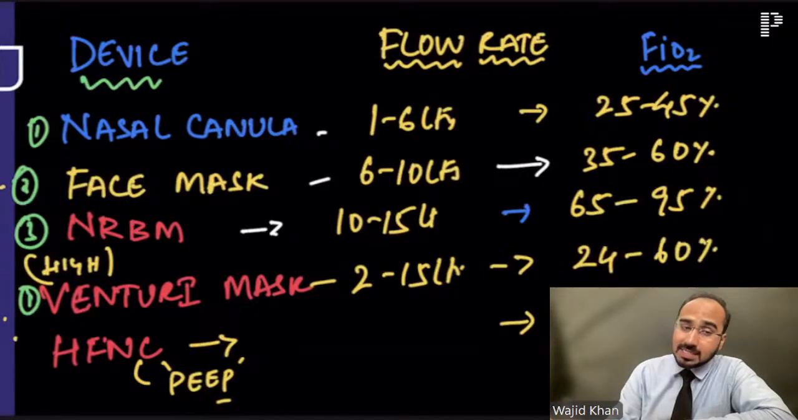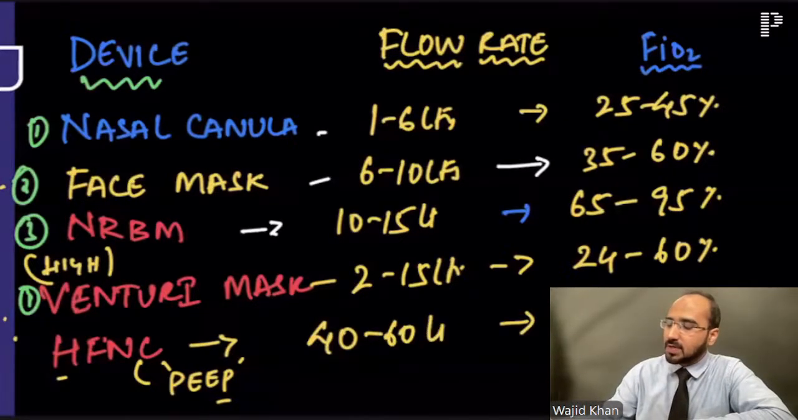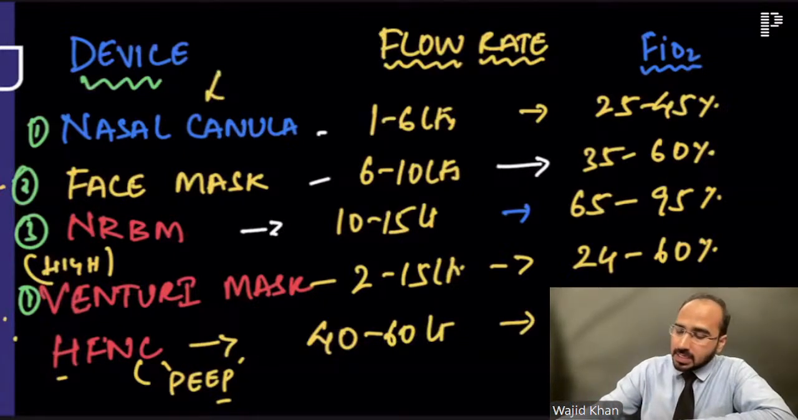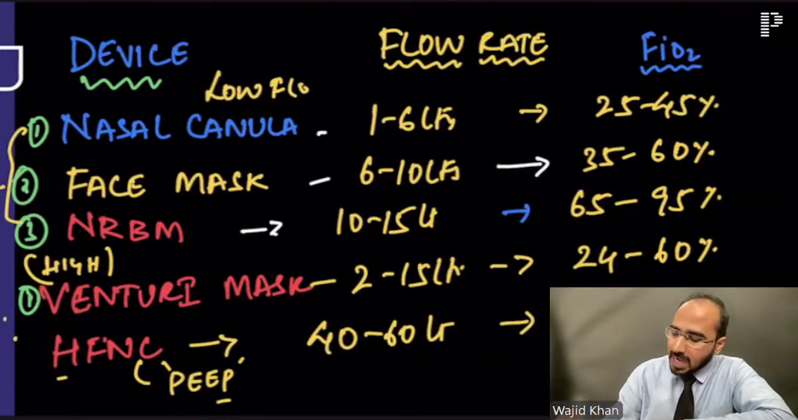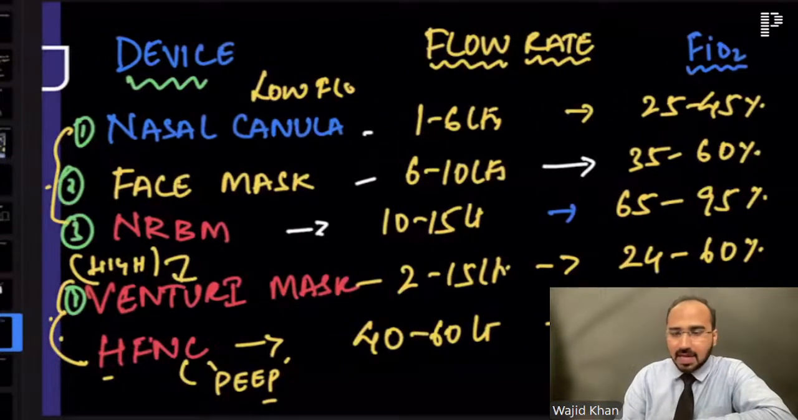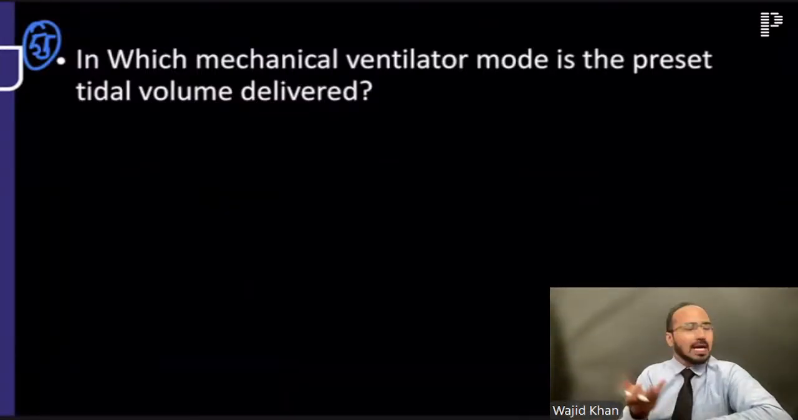Okay. Last is, if the patient is not improving, then you can go for high flow nasal cannula. High flow nasal cannula will give 40 to 60 liters of oxygen, which will supply 100% of FiO2. This is regarding the oxygen delivery devices. Low flow oxygen delivery devices are these three, whereas high flow oxygen delivery devices are the Venturi mask and the high flow nasal cannula. That we have to remember. Now, if the patient is still not improving with HFNC, then you can go for a ventilator.